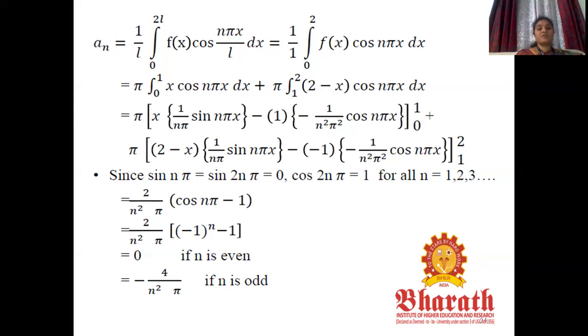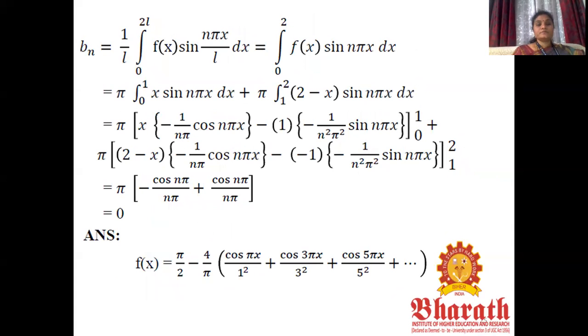Now, since you have minus 1 power n divided by n square, this answer for an has two values. When you substitute the value of n as an even number, we get the answer to be 0. If n is an odd number, we get the answer to be minus 4 divided by n square pi. So, an altogether has two values, one when n is even, the other when n is odd.